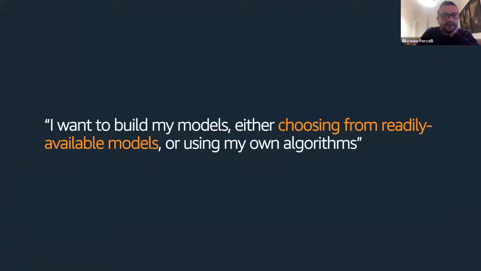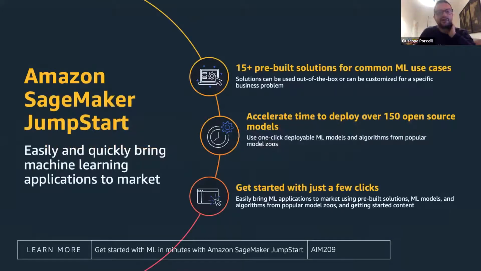So, okay, well, for the build phase, for building models, the nice thing that we have added this year is Jumpstart. I will be very fast on this. It's a kind of portal where you can choose more than 15 built-in solutions for common machine learning use cases. So you just pick the solution and it is deployed automatically on your account by SageMaker Jumpstart.